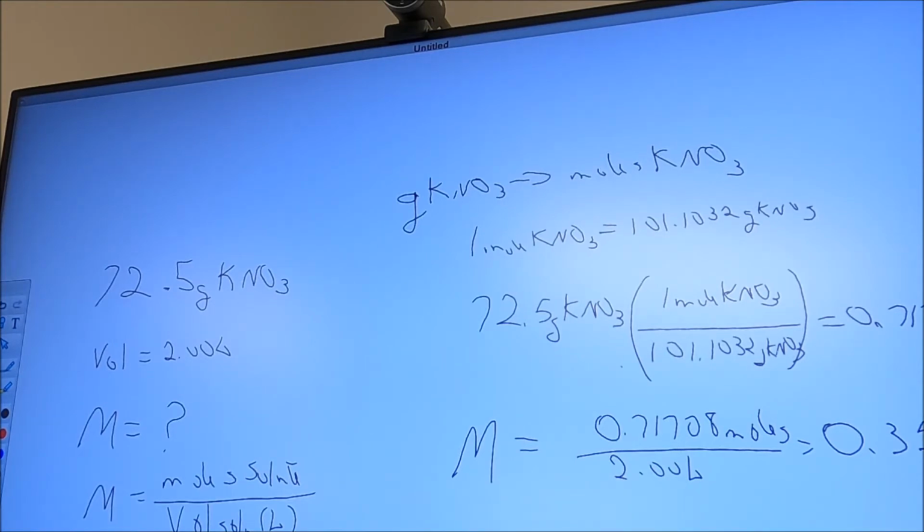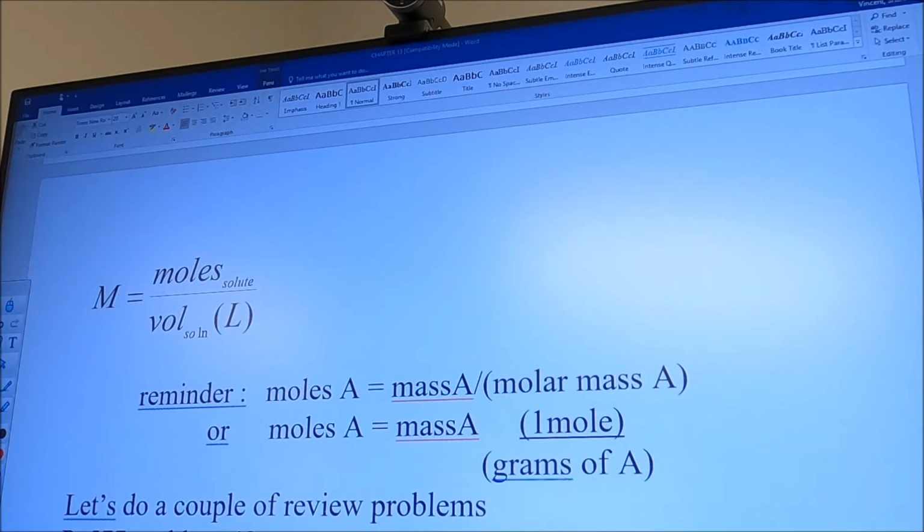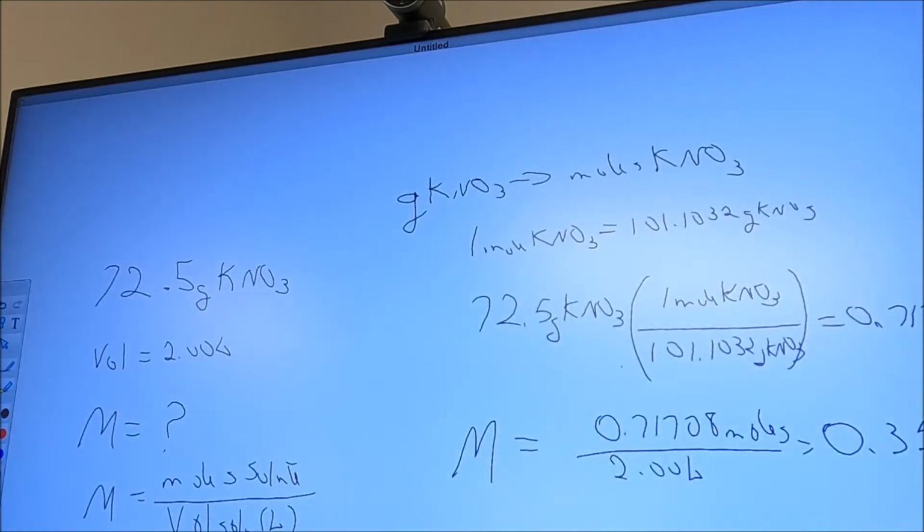Alright, now, get back to the screen. We should be able to do that without any problem. And if we were given molarity, we ought to be able to go back the other direction, and calculate how many grams of something we would need to make a certain volume of solution. So let's try a go-back-the-other-direction problem.